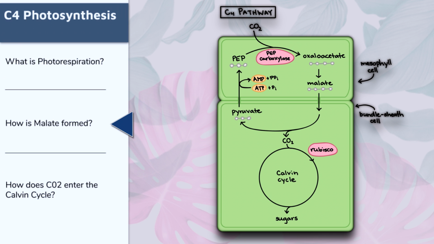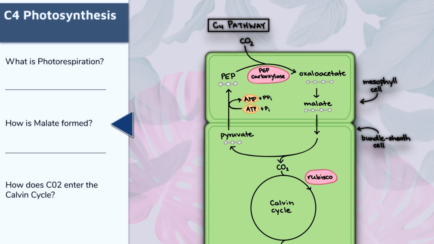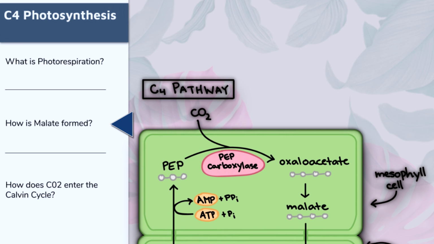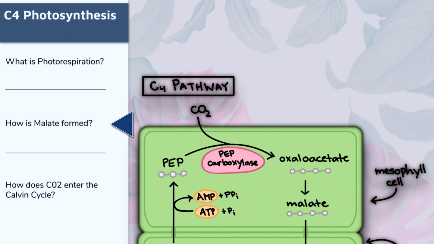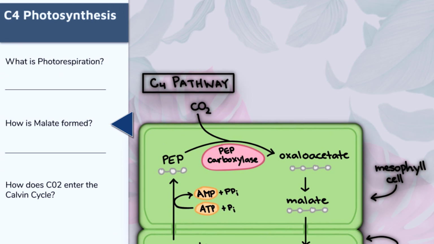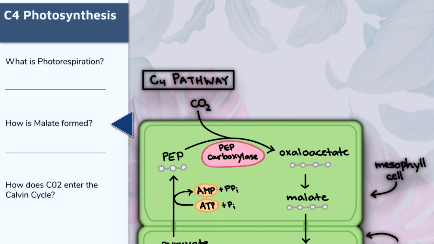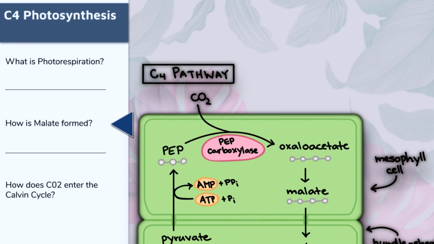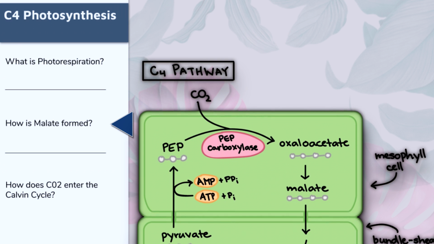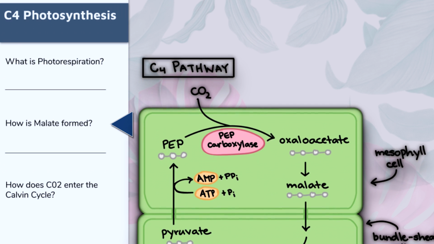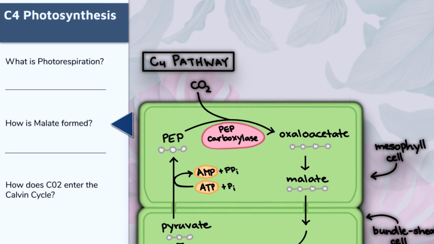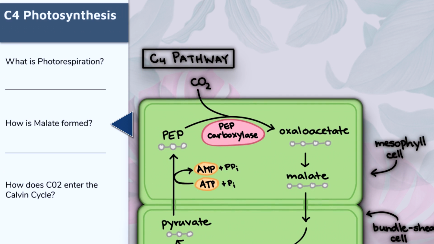The first part of the C4 cycle starts in the mesophyll cells. The mesophyll is the inner tissue of a leaf. The term comes from the prefix meso, which means middle or between, and the suffix phyll, which means leaf. In the mesophyll cells, the first event of carbon fixation occurs. The C4 plants combine CO2 in the form of bicarbonate to PEP to form oxaloacetate using the enzyme PEP carboxylase.